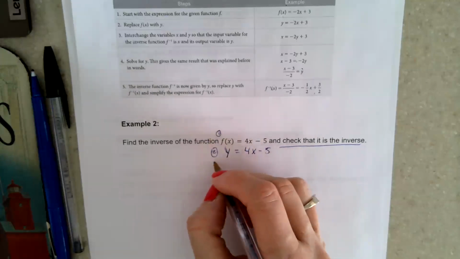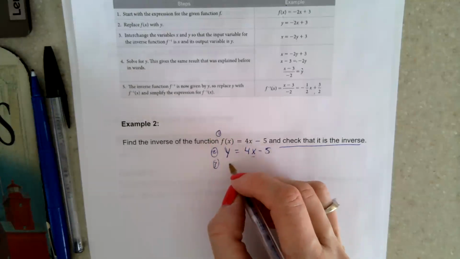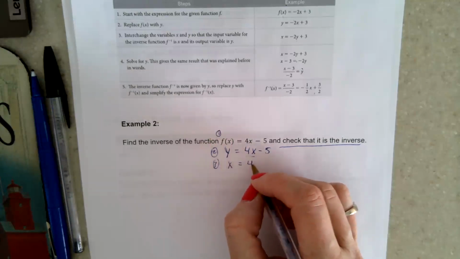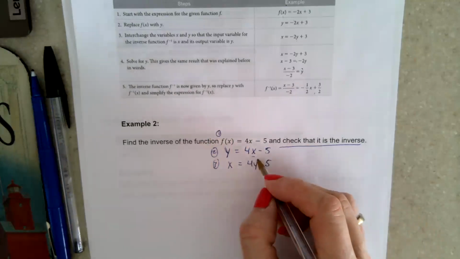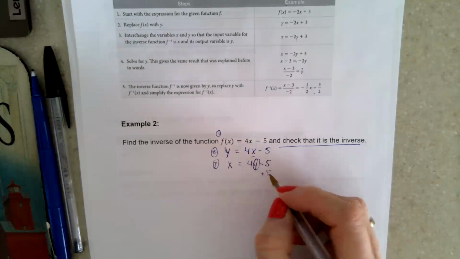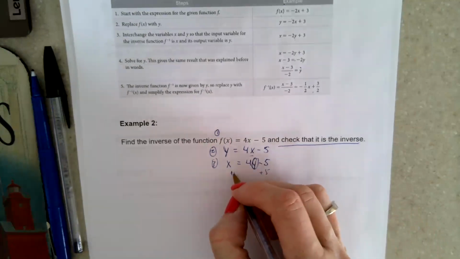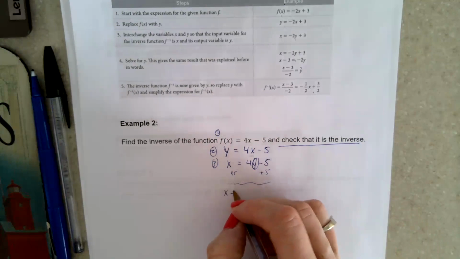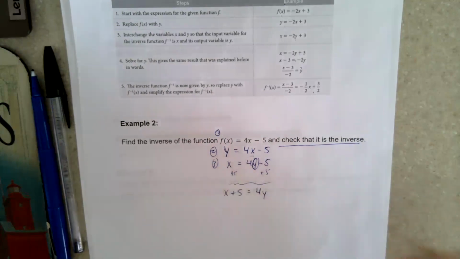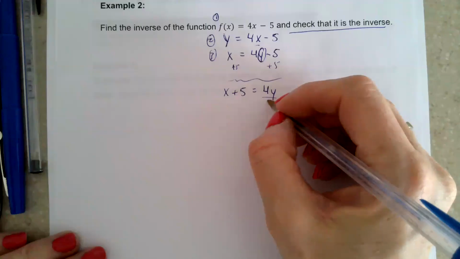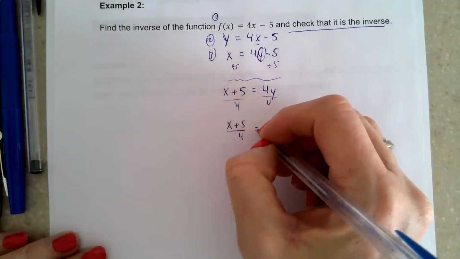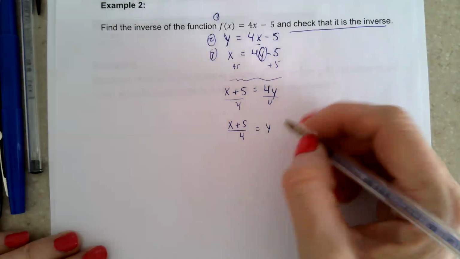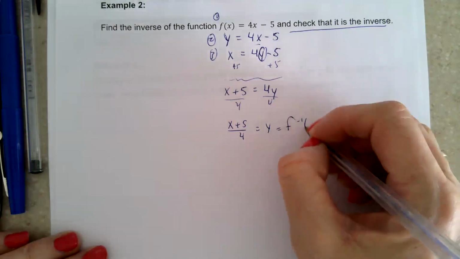There's my step 2. My step 3 says I'm just interchanging x and y. So now it's x equals 4y minus 5. And now my step 4 says to solve for y. So to do that, I'm adding 5 to both sides. So I have x plus 5 equals 4y. And then I'm dividing by 4. So x plus 5 divided by 4 equals y, which is my inverse function of f.